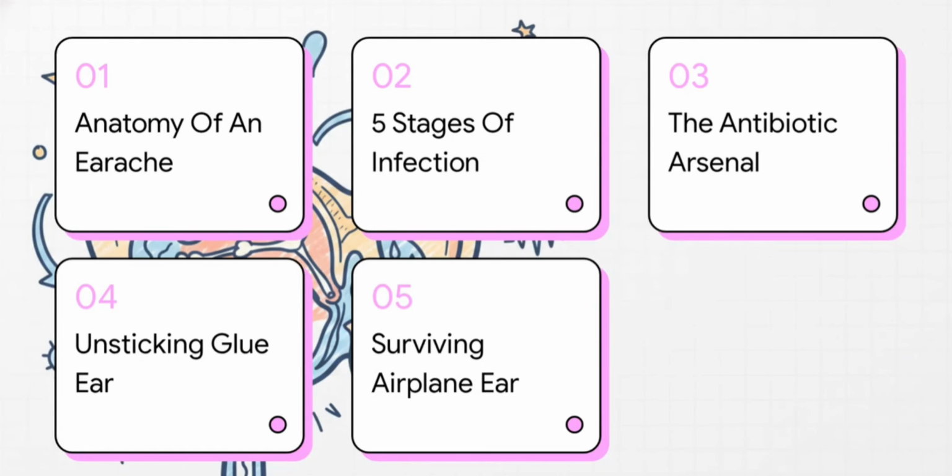Here's our roadmap for today's explainer. 1. Anatomy of an earache. 2. 5 stages of infection. 3. The antibiotic arsenal. 4. Unsticking glue ear. And finally, 5. Surviving airplane ear. Okay, let's dive right in.